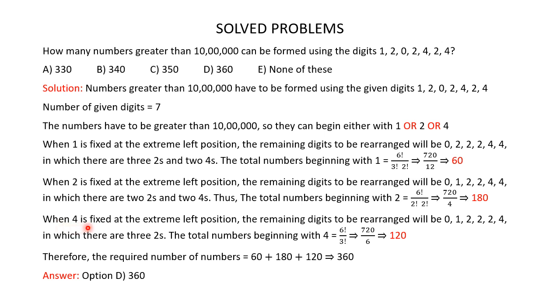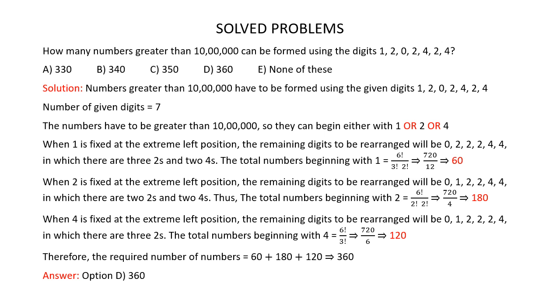When 4 is fixed at the extreme left position, the remaining digits to be arranged will be 0, 1, 2, 2, 2, 4, in which there are 3 2s. So the remaining digits here are 6 in number. So overall factorial is 6 factorial. And there are 3 2s. So repeat factorial is 3 factorial. So the total numbers beginning with 4 is equal to 6 factorial divided by 3 factorial. 6 factorial is 720, 3 factorial is 6. 720 divided by 6 is 120. So 120 numbers beginning with 4 can be formed from the given digits.